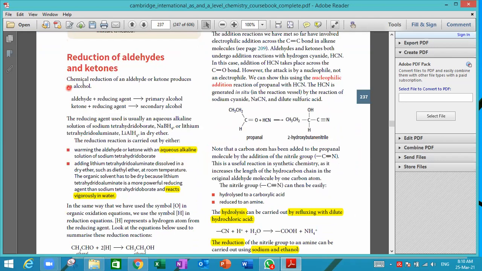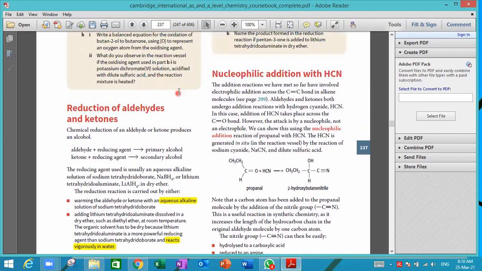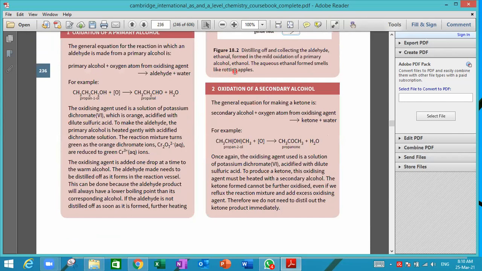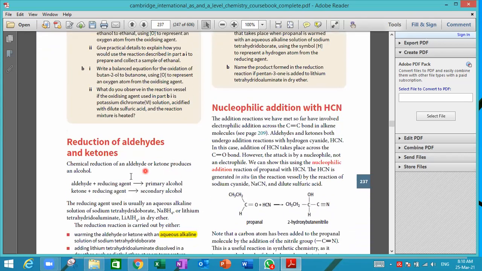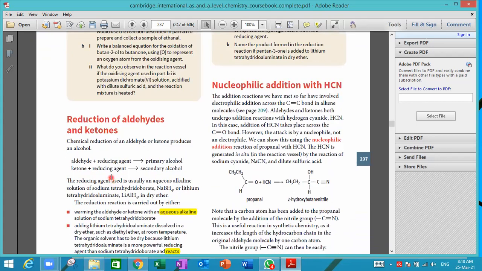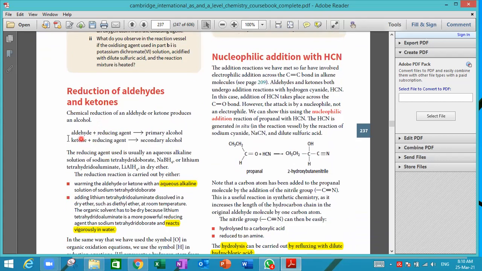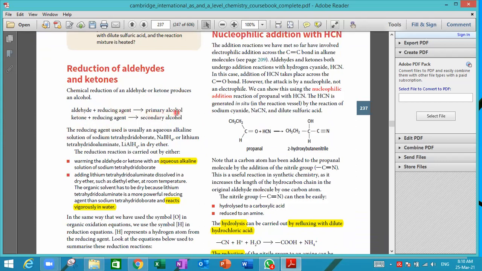Okay, now if we want to reduce the aldehydes and ketones, they are going to be reduced back to the alcohols. It would be the reverse, the opposite of this reaction. Just as we oxidize the alcohols, whether they are primary or secondary, to aldehydes and ketones, we can return the aldehydes and ketones back into primary and secondary alcohols by using a reducing agent. So if the aldehyde is reduced, it will return back to the primary alcohol. If the ketone is reduced, it will return back to the secondary alcohol.